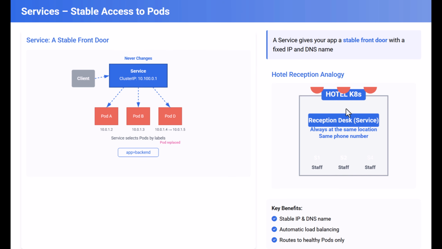Think of it like a hotel reception desk. Staff, meaning pods, might change, but the front desk, meaning the service, is always in the same place with the same phone number. A service acts like a permanent mailing address for your application. This ensures people can always find and use your application, even if the actual computers or pods running it are constantly changing, being replaced, or disappearing.